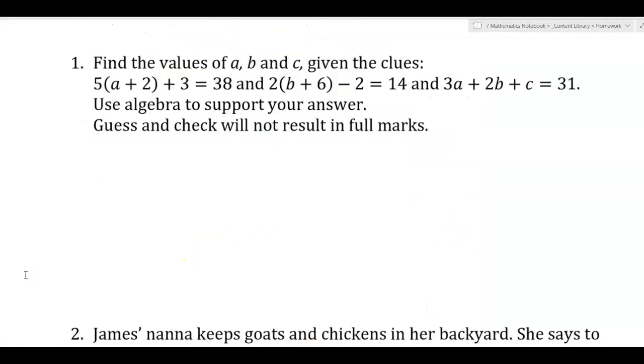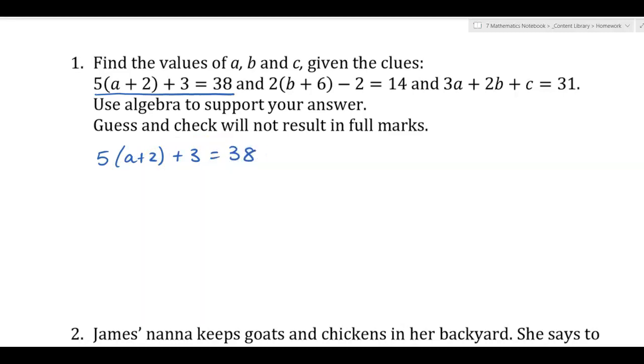Okay, tune in, here we go. CF style questions, or CU for one of them, but mostly CF. Okay, it says, find the values of A, B, and C given these clues. So 5 outside of A plus 2, plus 3 more equals 38. What do you guys think we could do to solve for A?